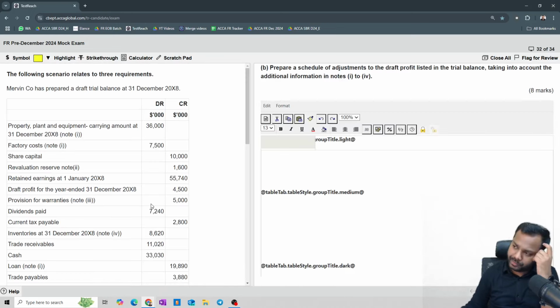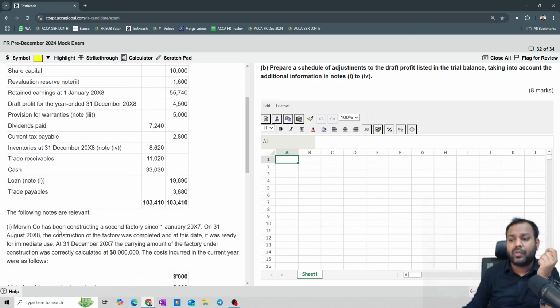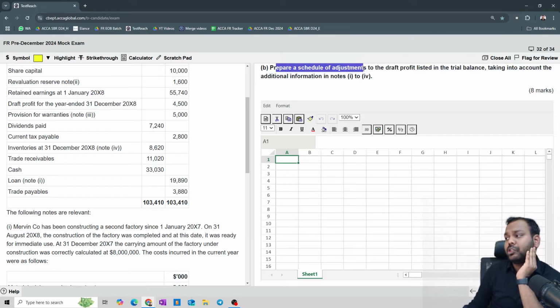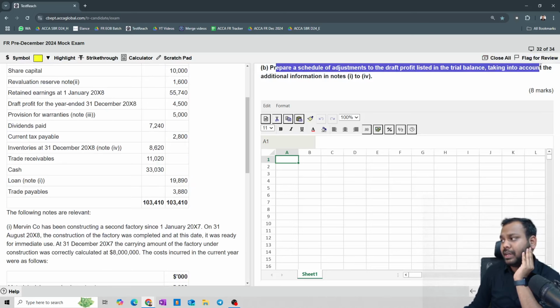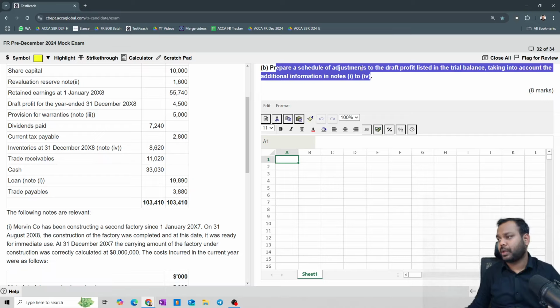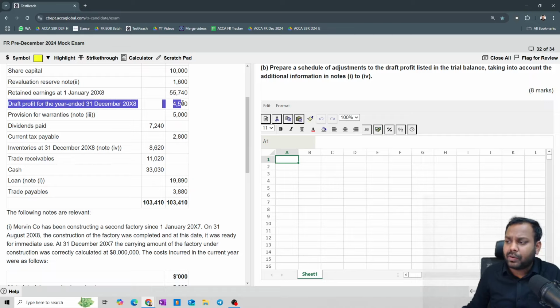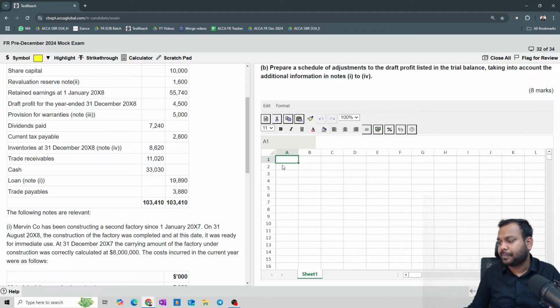Moving on to the next question. Okay, now we will go through the adjustments. But what is the question saying? Prepare a schedule of adjustments to the draft profit listed in the trial balance, taking into account the additional information in the notes 1 to 4. Can you see draft profit? 4500? Yes, we can see that.